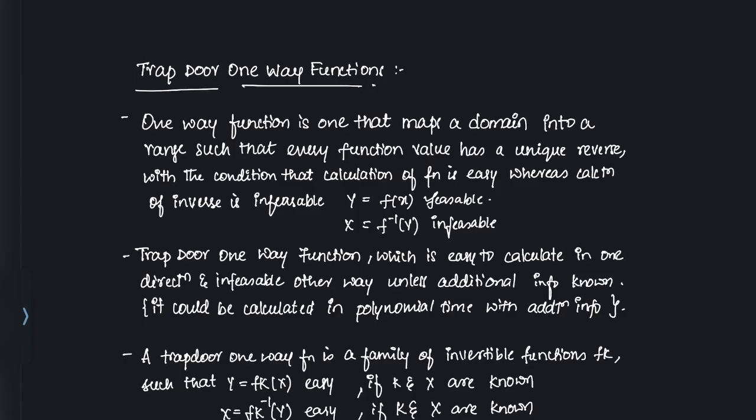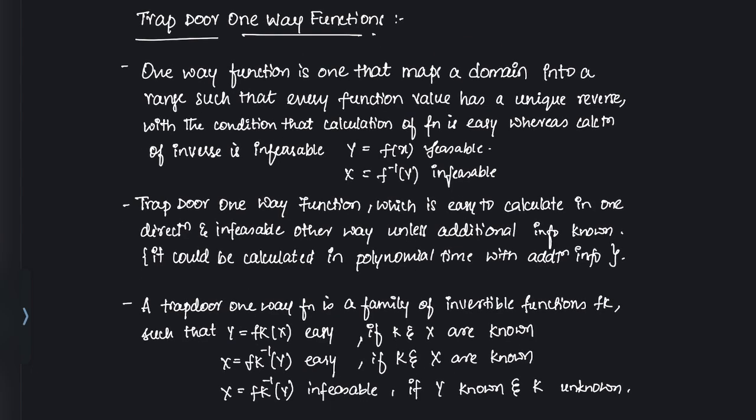Next, we'll speak about trapdoor functions. A one-way function is one that maps a domain into a range such that every function value has a unique inverse, with the condition that calculation of the function is easy, whereas calculation of the inverse is impossible. That is, y equals f of x is very easy, whereas x equals f inverse of y is impossible to obtain. That is only one way. Either you can go, but you cannot get back.